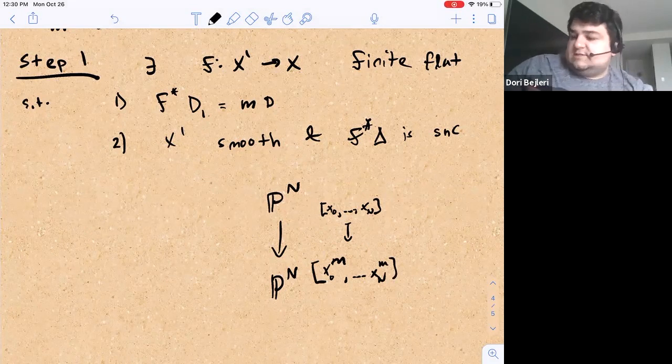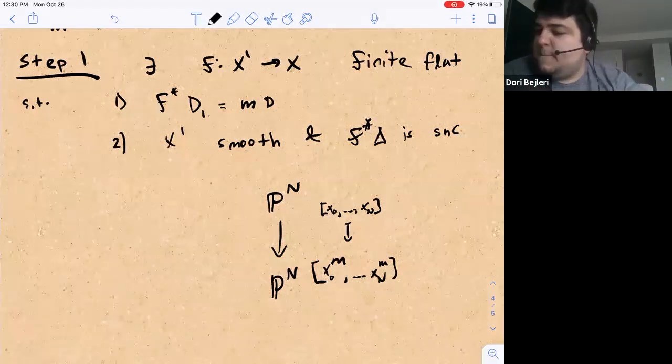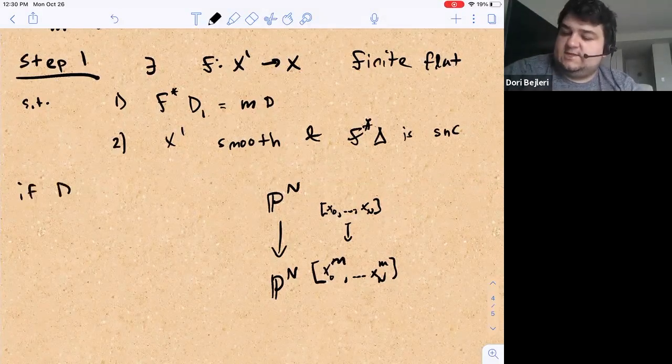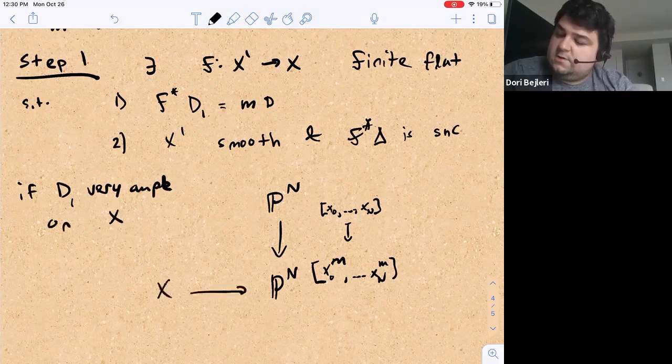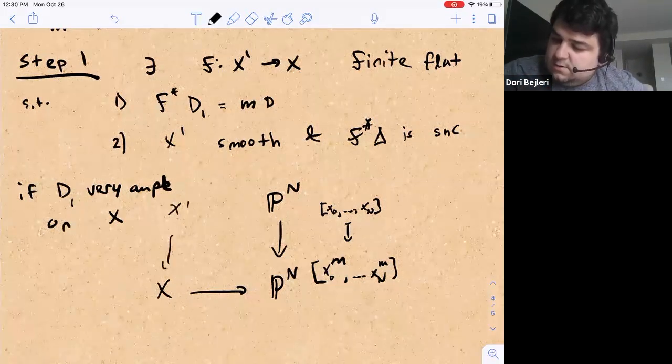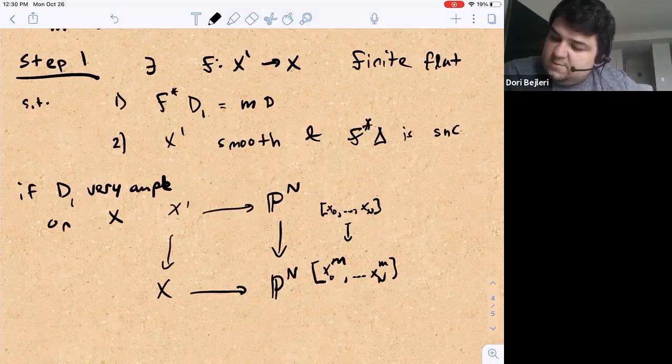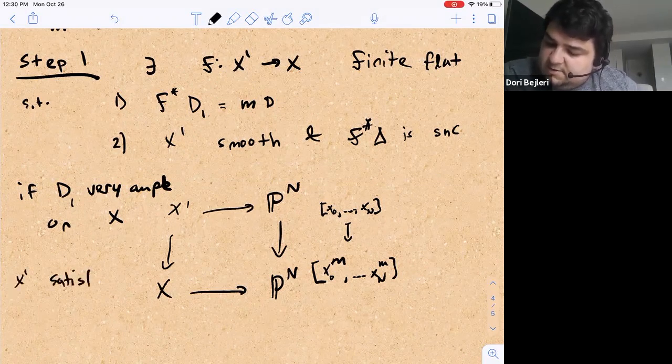And now this does the job if D was some generic hyperplane in P^n. But now if D_1 is very ample on X, then we get a map X to P^n, whose hyperplane section is this D_1. And so up to maybe composing by some automorphism of P^n, we can make it be a generic hyperplane section. And so then if we take the fiber product, we get something smooth. So the fiber product X prime is smooth by Bertini's theorem, or by the Kleiman-Bertini theorem.